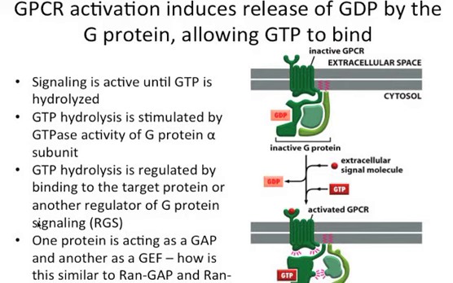So GPCR activation means the receptor, when it's bound by its ligand, induces the release of GDP by the G protein, which allows GTP to bind. Should start to sound familiar to people who've thought about G proteins. We've dealt with a fair number of G proteins already. Can someone give me examples of G proteins that we've dealt with? What other G proteins have we dealt with already?